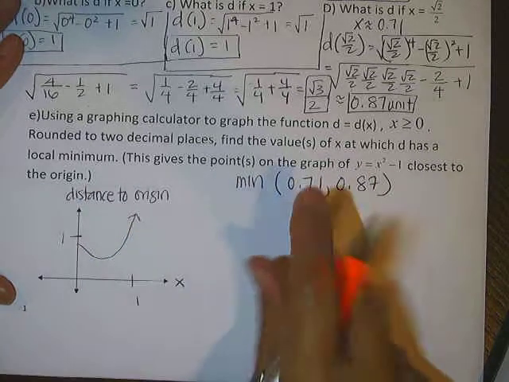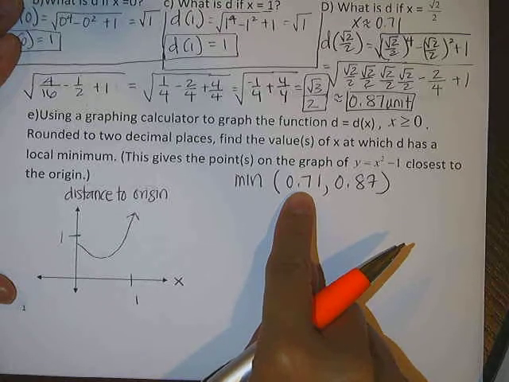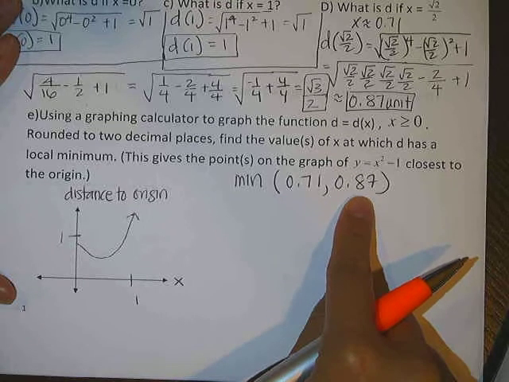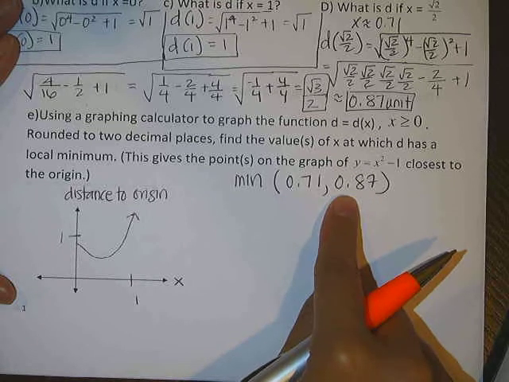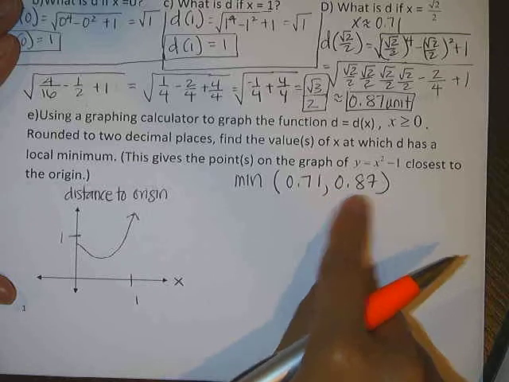So what does this point mean? This point means that when x is at 0.71, the shortest distance, or the closest distance, is 0.87 to the origin.